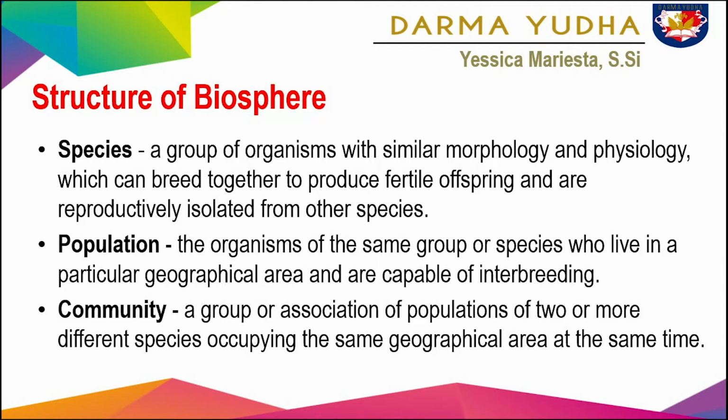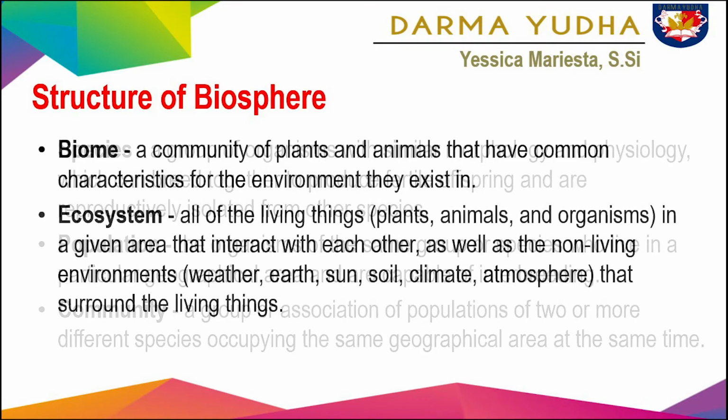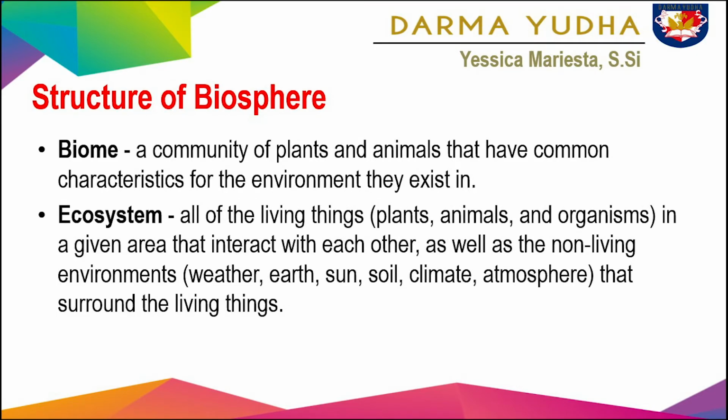Then the next one after the species is the populations. It's the organisms of the same group or species who live in a particular geographical area and are capable of interbreeding. The next one after the population is the community. Community is a group or association of populations of two or more different species occupying the same geographical area at the same time. Next is biome. It's a community of plants and animals that have common characteristics for the environment they exist in.